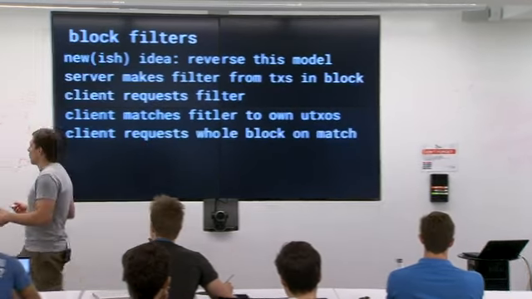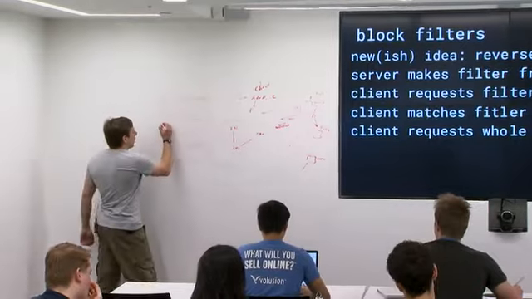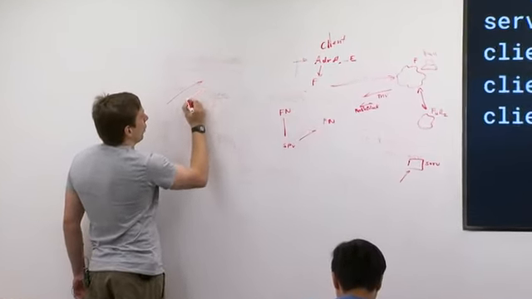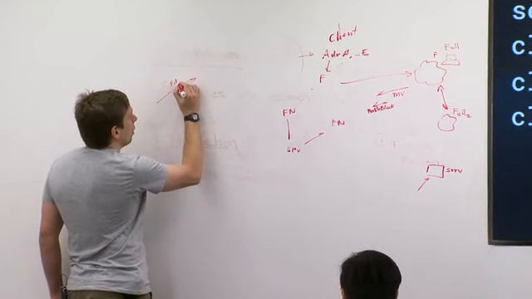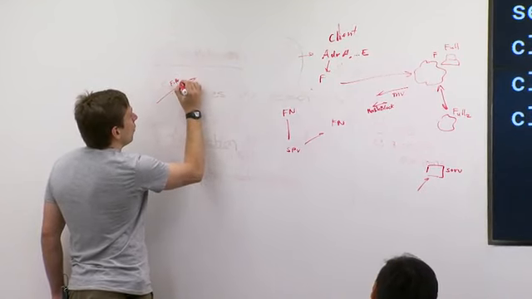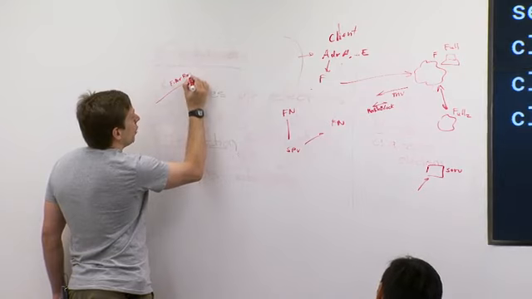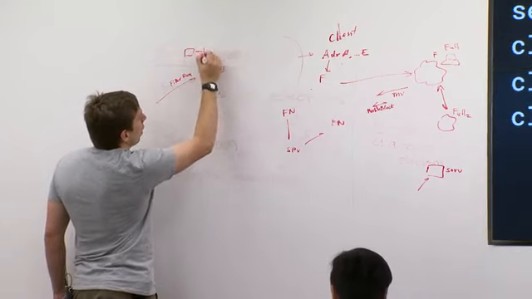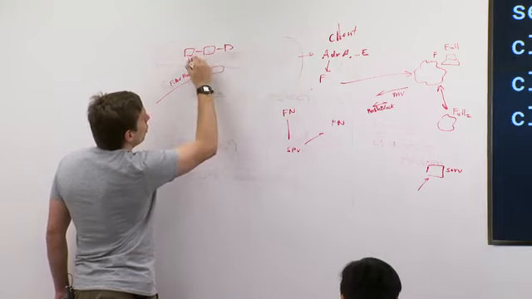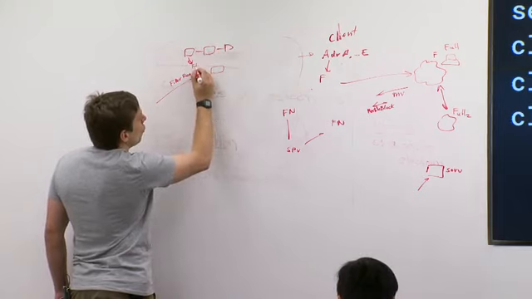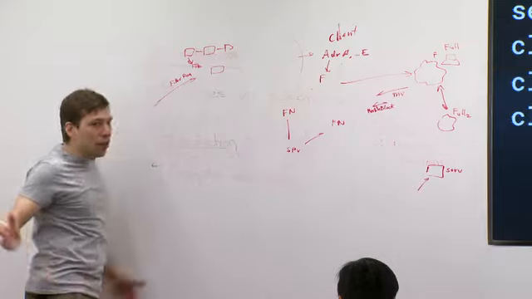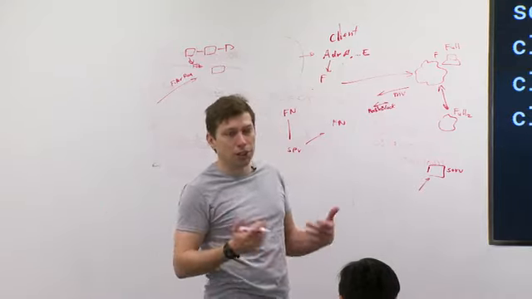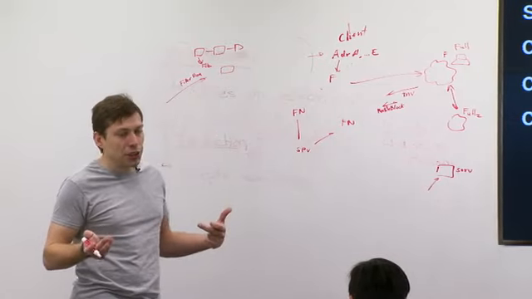Does that get the idea? So you're a client. All you do is request filters. So you say, filter please. So you have some kind of filter request. And then the full node just says, okay, for every block in the blockchain, I'm going to create a filter. I take all the objects in the block, which are basically all the addresses used in every transaction, all the UTXOs spent in every transaction.